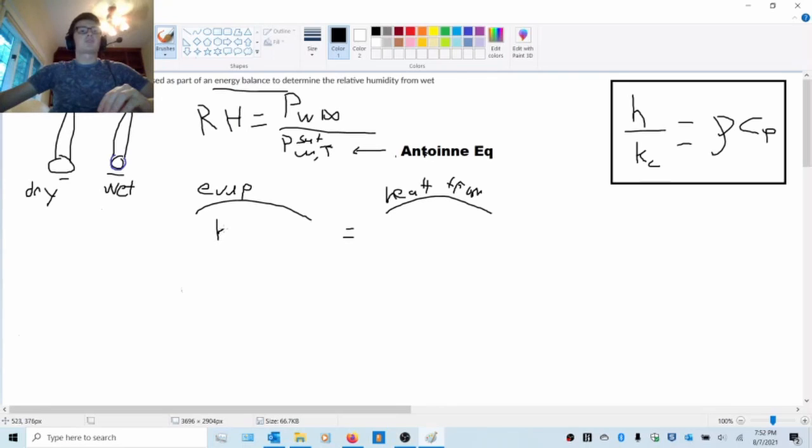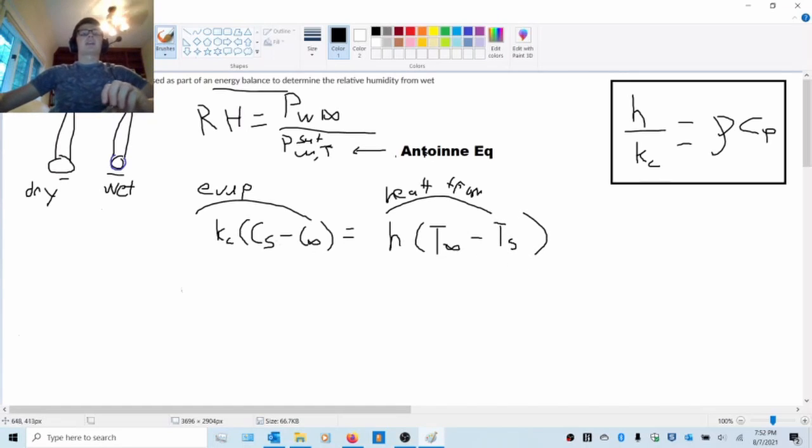So first off, let's set up the mass transfer. So the mass transfer coefficient times the difference in concentration between the surface and the air. Now we want this number to be positive, so we should put the one with the higher concentration, the concentration in the surface, minus the concentration in the air. Now the heat from the air, that would just be the heat transfer coefficient times the temperature difference, but we want the temperature difference to be positive, and the temperature in the air is going to be higher than the temperature at the surface. So that's kind of how we got there.